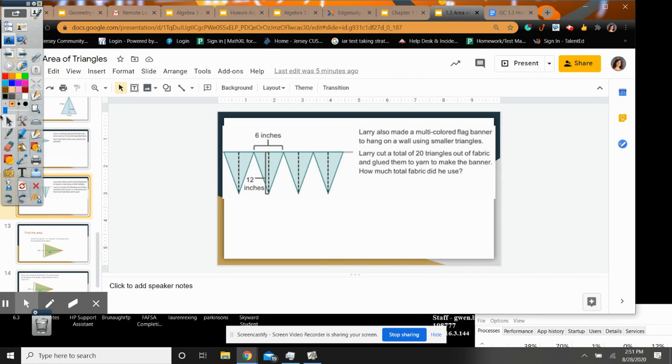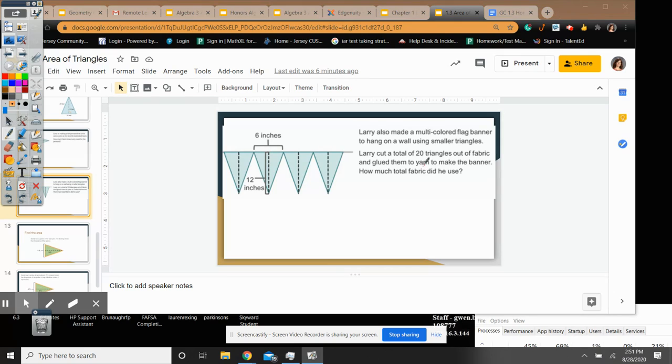He also is making a multicolored flag banner. So he cut a total of 20 triangles. Wow, he made a lot of triangles, guys. And he glued them to yarn to make this banner. How much did he use? Well, if he used 20 triangles, what's our plan going to be? Well, they gave us a nice picture here for one of the triangles. Let's use that to find the area. And then we should just be able to multiply it by 20 to get the total fabric.